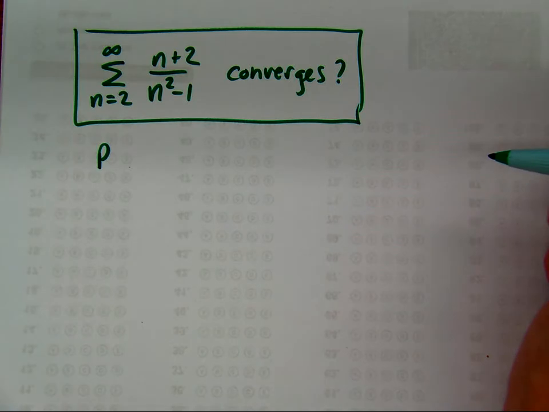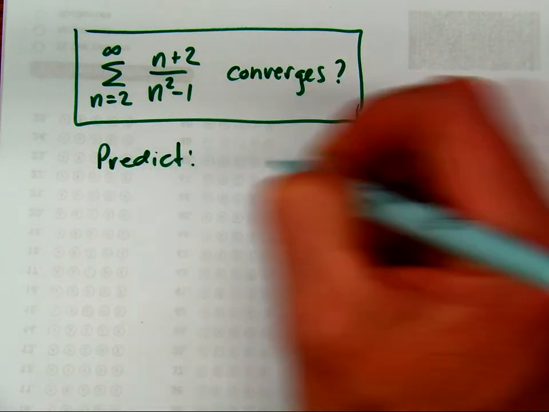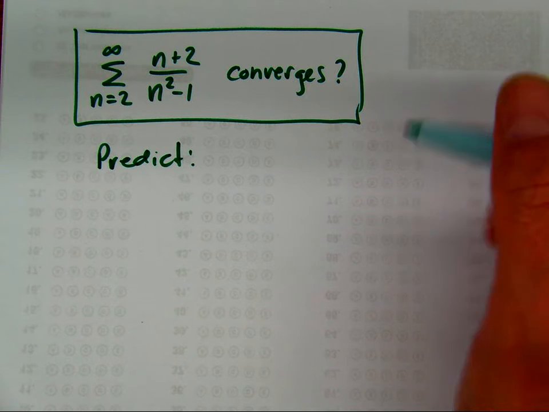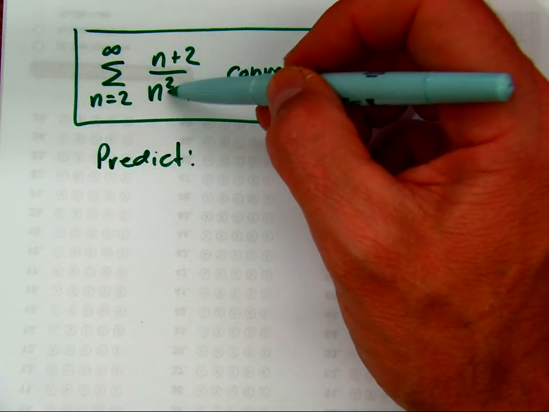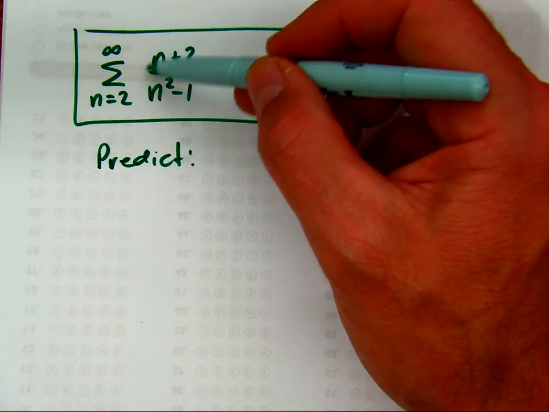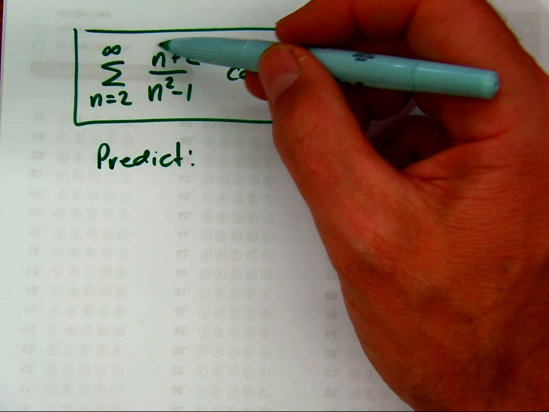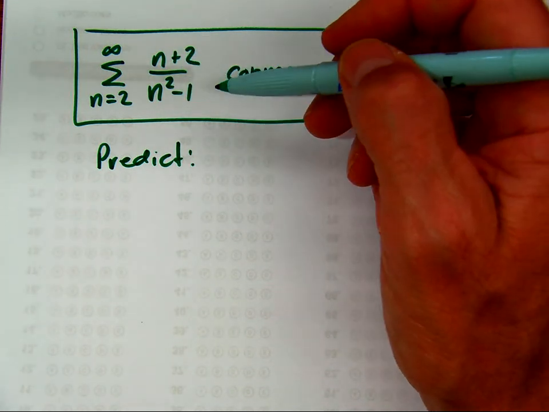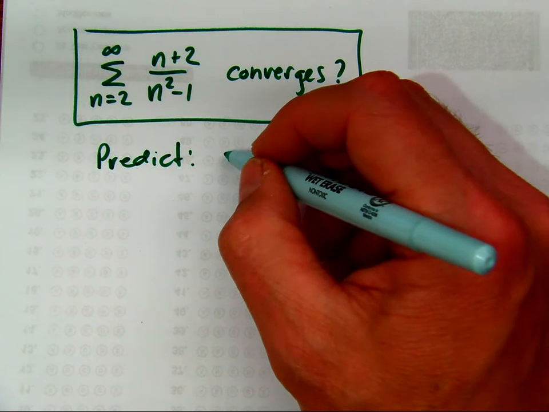Pause the video and try that one. So when we predict, we want to look at what's happening in the denominator. Well, the denominator is increasing, but so is the numerator. So if we compare the degrees of the numerator and denominator, we would end up with 1 over n. And 1 over n would give us the harmonic series. So let's predict that it diverges.